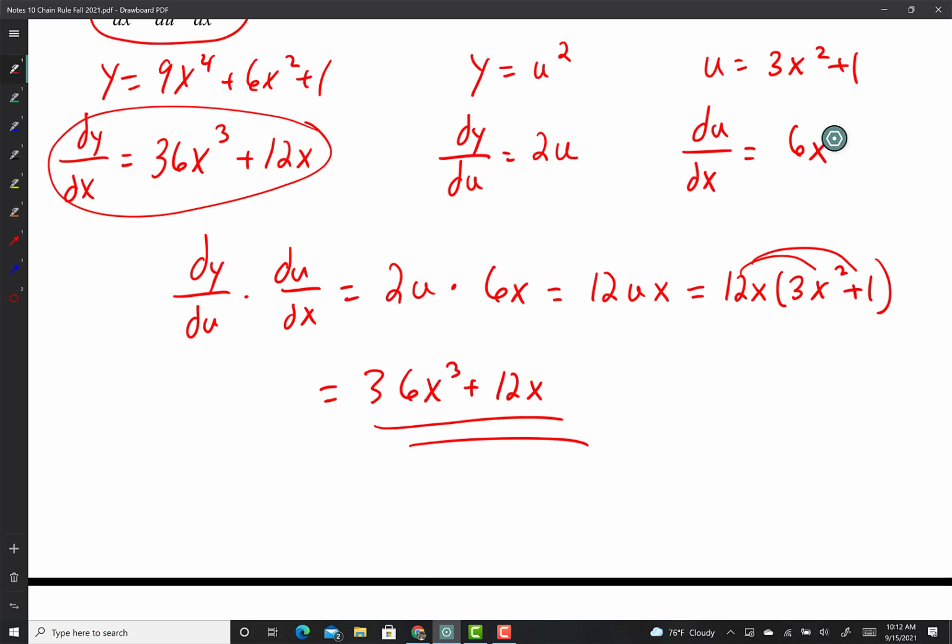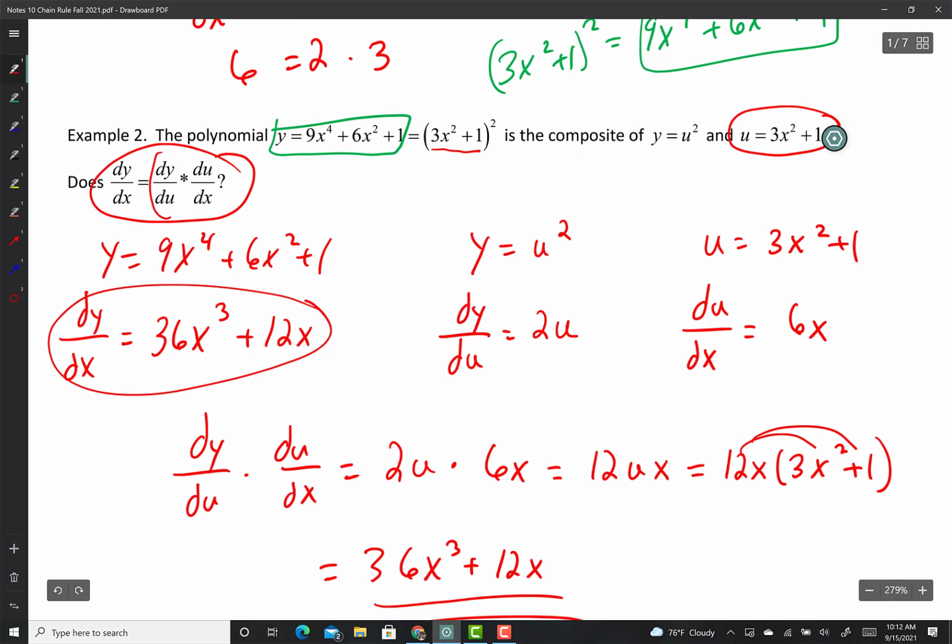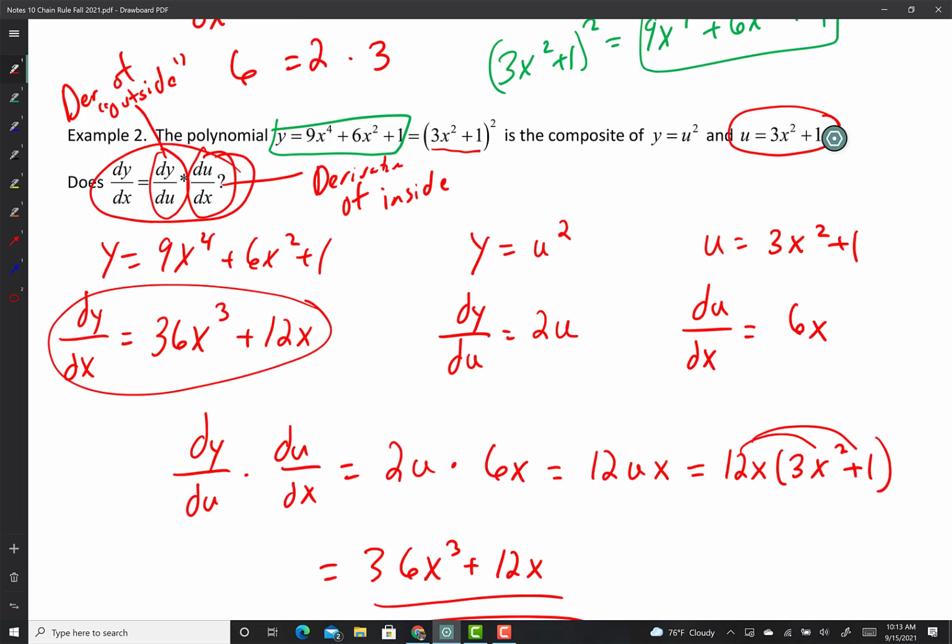Okay. So let me tell you what's happening. You probably already see what's happening. So this dy/du is like the derivative of outside. And we'll talk about what outside means in a little bit. And this du/dx is the derivative of inside. And when it says derivative of outside, I probably should add in the little quotes here, leave inside alone. And you'll see what I'm talking about. Chavez, I have no idea what you're talking about.